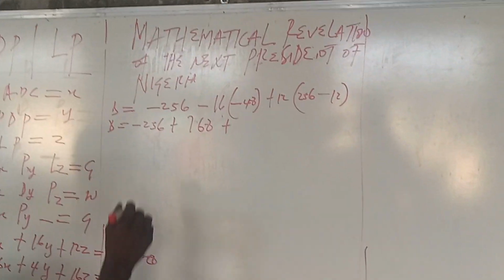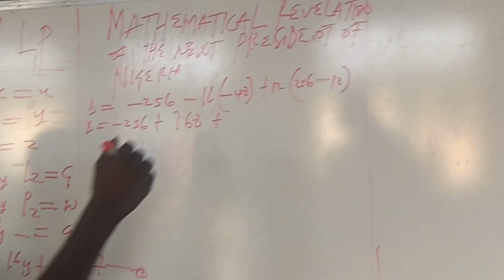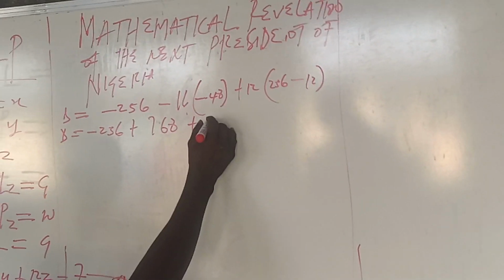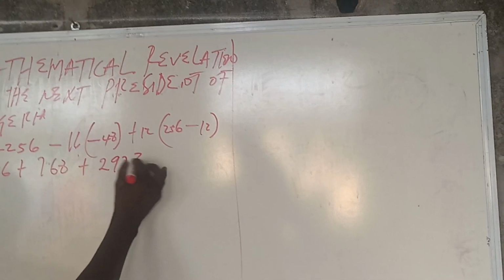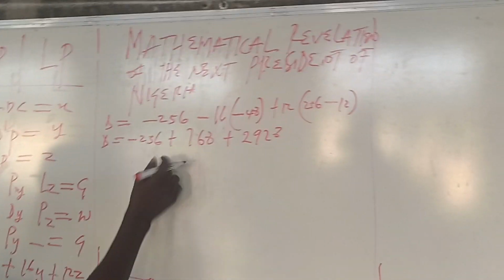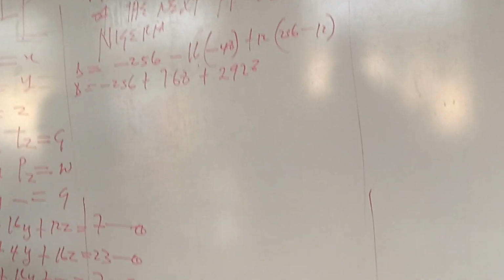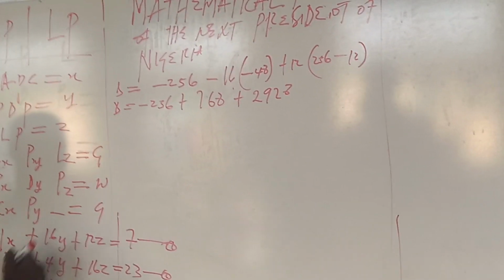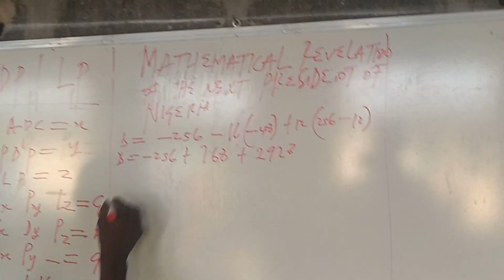You're too slow to my liking, honestly speaking. 256 minus 12 times 12 will give me what? 2,928. So we have, quickly now, addition before subtraction. 2,928 plus 768 will give me what? Quickly. Minus 256 will give me what?